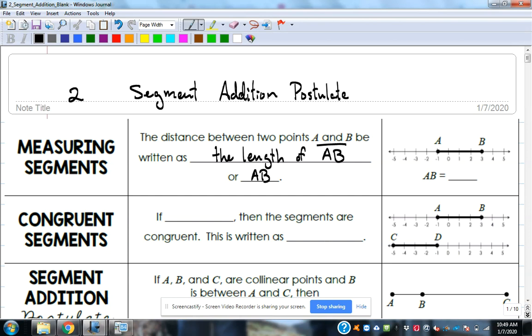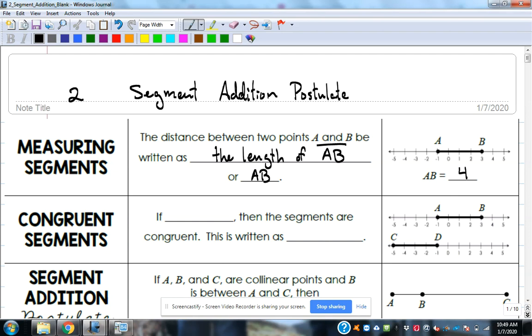How long is segment AB? How many units long is it? 1, 2, 3, 4. So 4 units long. We don't have inches or centimeters here, so we're just dealing with units on a number line. So it's 4 units long. So the length of segment AB is 4. We would be able to say that AB is equal to 4, like the notation on the right says. Again, object has the bar; length, talking about the measurement of it, you don't have the bar.